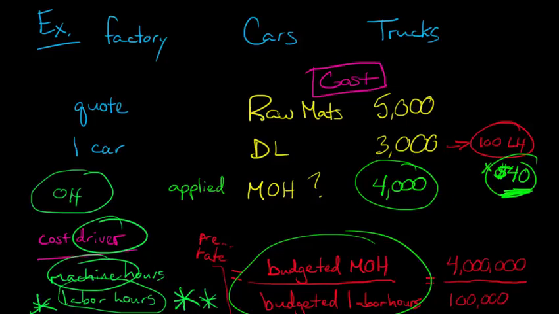Now, we want to do this quote just for completeness' sake. Now we'd have $5,000 plus $3,000 plus $4,000, $12,000 we would quote as the cost to build this car.